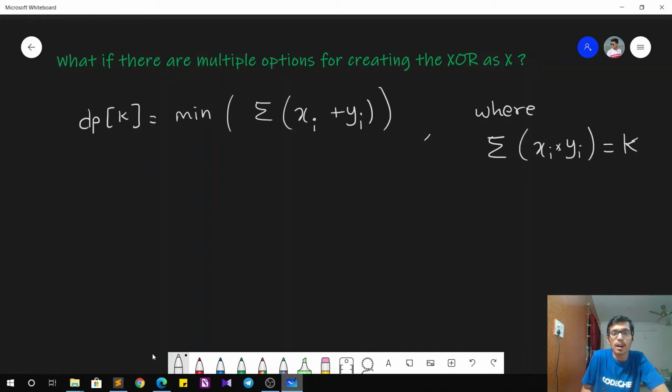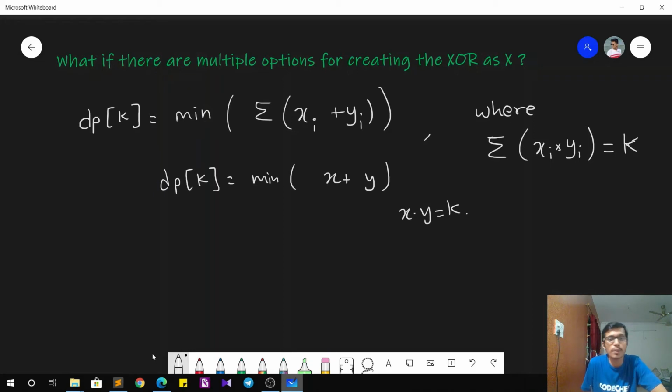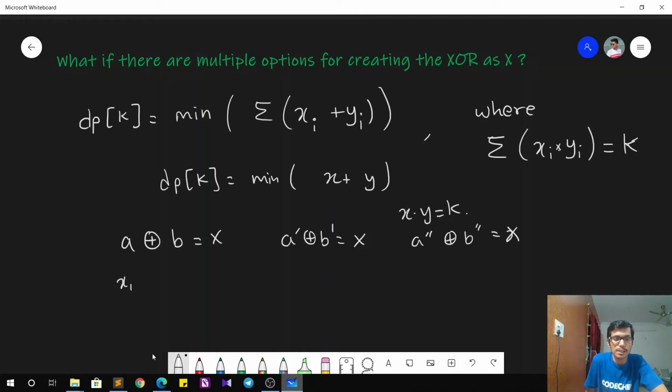So if there are multiple options for creating the XOR as X, our DP formulation would change. Earlier it was something like DP of K was the minimum of X plus Y, where X into Y used to be K. But now as there are multiple options, for example, if there is A XOR B equals X, and also A prime XOR B prime equals X, and A double prime XOR B double prime equals X, and let's say the frequencies of these are x1, y1, x2, y2, x3, y3.